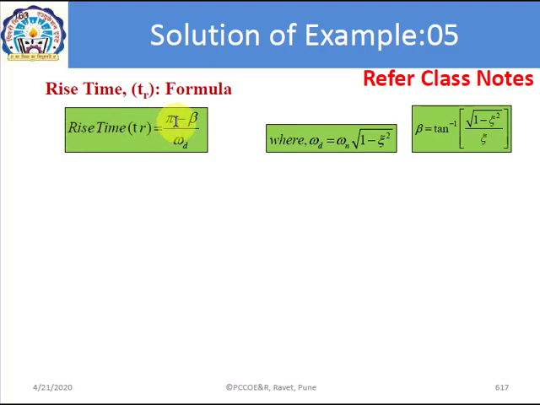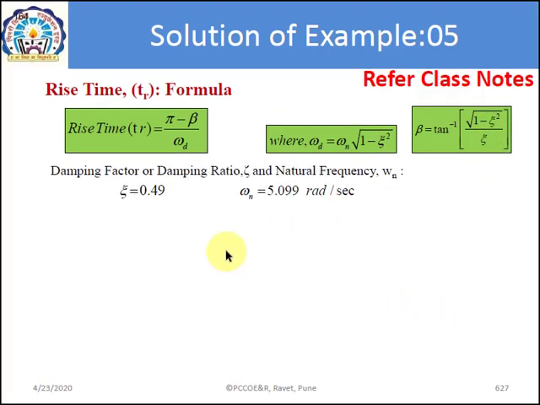So rise time is equal to pi minus beta over omega d, where omega d is equal to omega n under root 1 minus zeta square, and beta is the phase angle which is given by tan inverse of under root 1 minus zeta square over zeta. Since we have zeta and omega n value, we will substitute them in this relation to get the damped natural frequency as well as the phase angle beta.